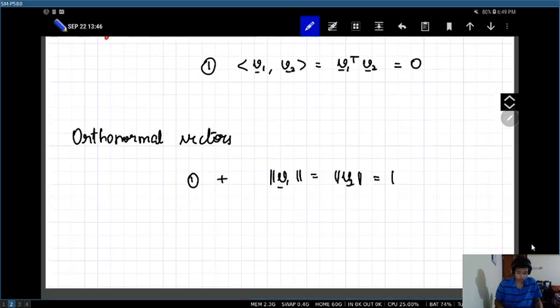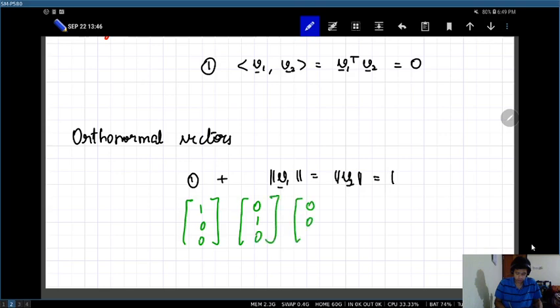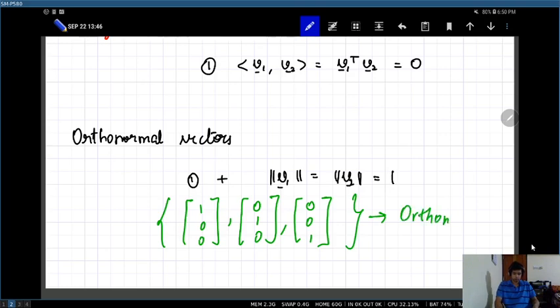So one very common set of orthogonal vectors is this set of vectors, the coordinate vectors, one corresponding to the x-axis, the y-axis, and the z-axis. This set of vectors forms a basis, and these are orthonormal vectors. So this is called an orthonormal basis. Any basis where the vectors are all orthonormal is called an orthonormal basis.